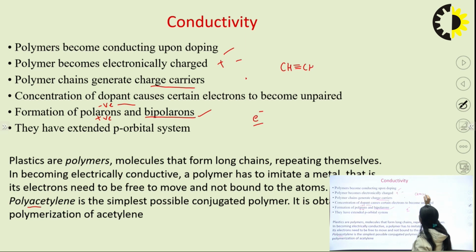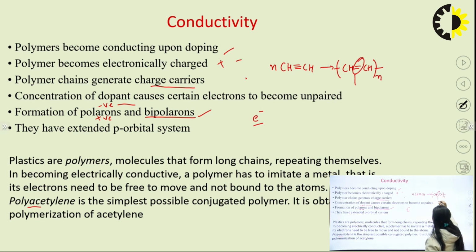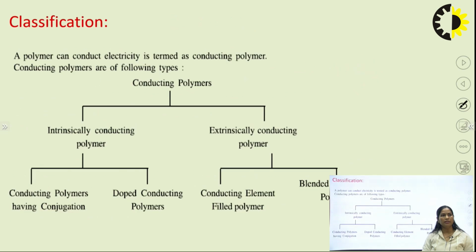When we talk about the preparation of polyacetylene, we can observe that the acetylene molecule forms polyacetylene in which various pi electrons are available. Due to the unsaturation that remains in the molecule of polyacetylene, various pi electrons are available which can conduct electricity. So due to these pi electrons and this extended pi orbital system, this polymer becomes conducting in nature.